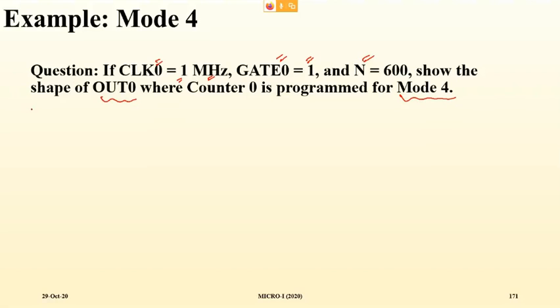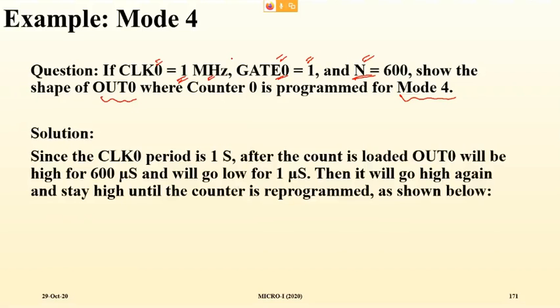So now you can realize how the output will look like. You have to draw the waveform of output 0 when we have loaded count n equal to 600. Gate is pre-activated, don't have to worry about the gate, and frequency is 1 megahertz. From the frequency we can derive the period, so clock period is 1 microsecond. Since clock is 1 microsecond, for 600 microsecond the output will be high, and for 1 microsecond it will go low, and then again high for the infinite time period. So this will be the waveform.